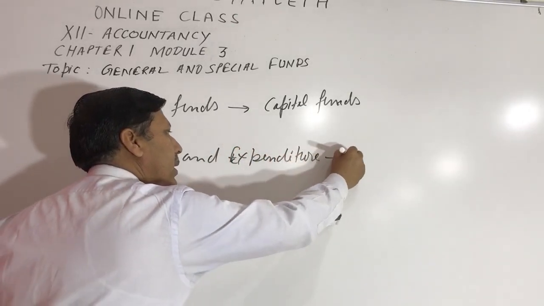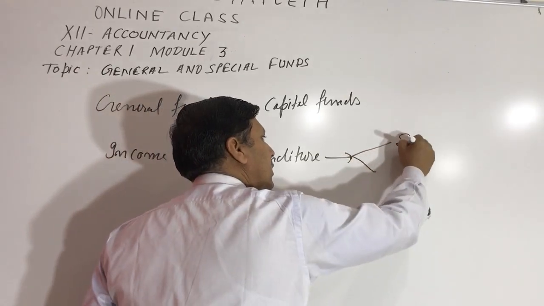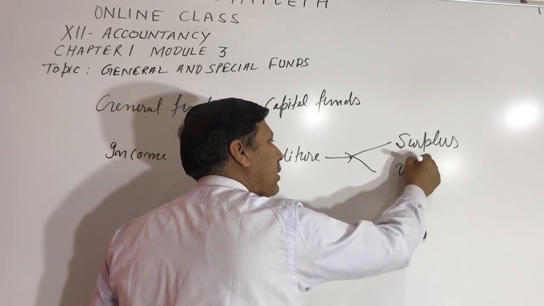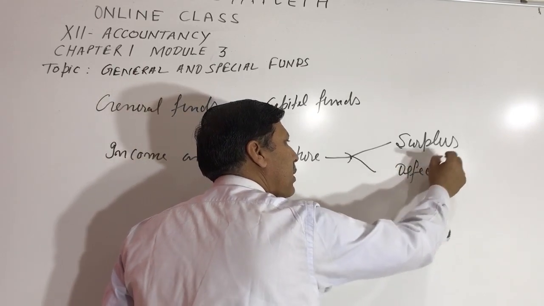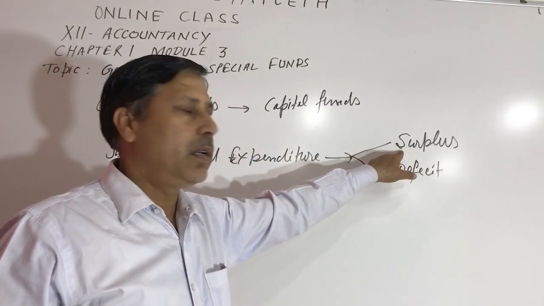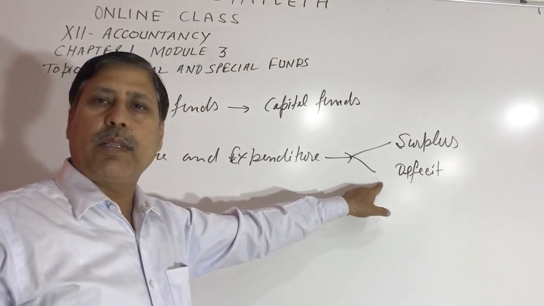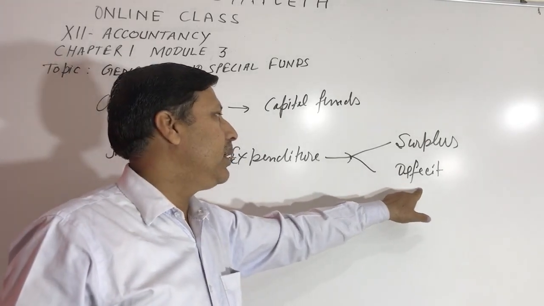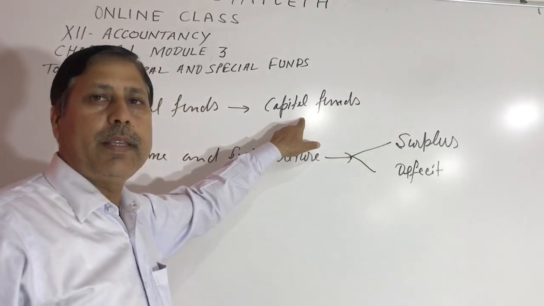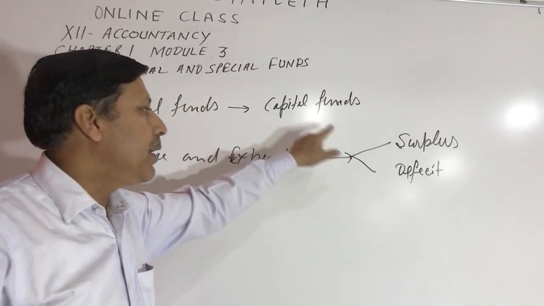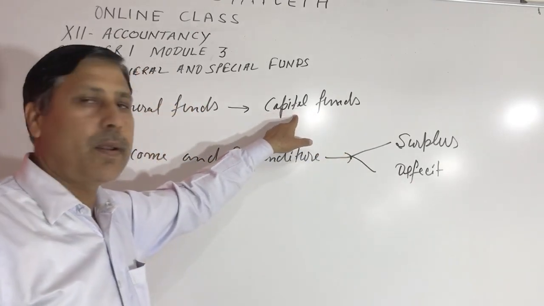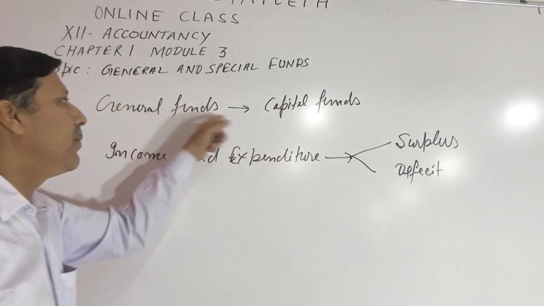We calculate surplus and deficit. If credit is more than debit, that is called surplus. If debit is more than credit, that is called deficit. If there is a surplus, it will be added to the capital fund in the current year balance sheet. If there is a deficit, it will be deducted from the capital fund, that is called the general fund.